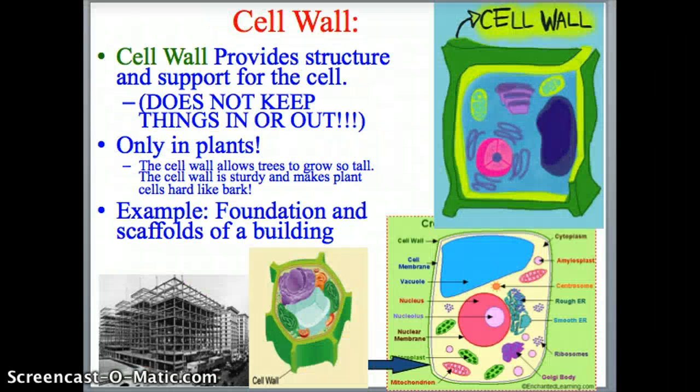Now let's take a look at the cell wall. It provides structure and support for the cell. It doesn't keep good things in or out. That's not its job. It's structure and support. It's like this framework over here for this building. It provides structure. An example is the foundation and scaffolds of a building.